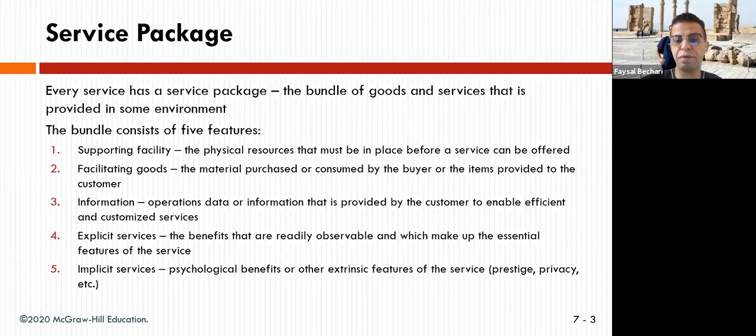Explicit services are the benefits that are readily observable and make up the essential features of the service. You buy mobile services, and definitely you can make phone calls. So that's an explicit service. And implicit services are the psychological benefits or other extrinsic features of the service, like prestige, privacy, and so on. The prestige is like getting an iPhone 10 or 11 or 12. This is something of prestige from Bell, for example.